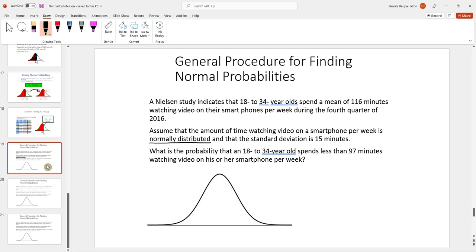So once again, I'm a visual person. I like to draw pictures. So the mean is 116. We want to know the probability that they spend less than 97 minutes on watching video. So let's say 97 is here. We want this area right here.